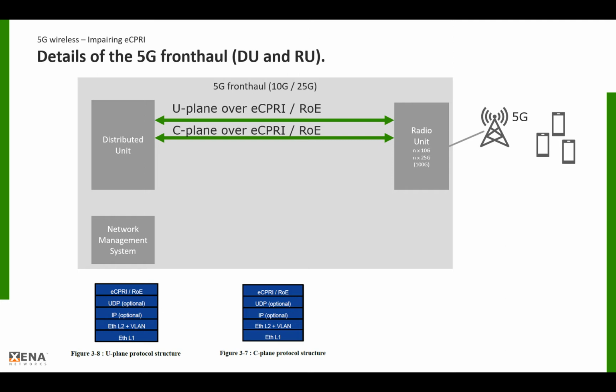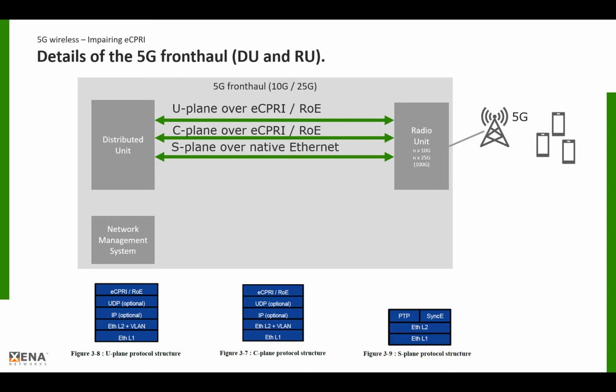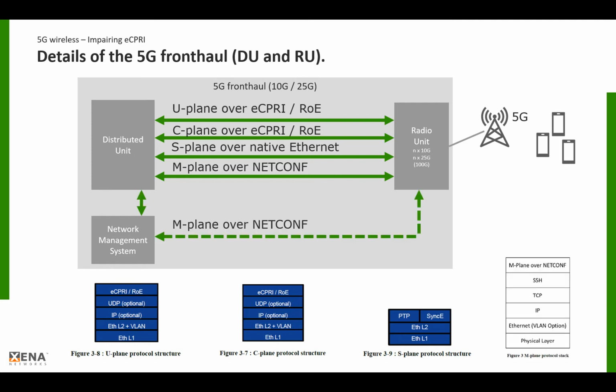As mentioned earlier, there are very strict timing requirements for the entire Fronthaul network. ORAN specifies the S-plane to take care of synchronization. The S-plane describes how to use PTP and SyncE to achieve very tight synchronization across all networking entities in the Fronthaul. S-plane traffic is transported using native Ethernet.